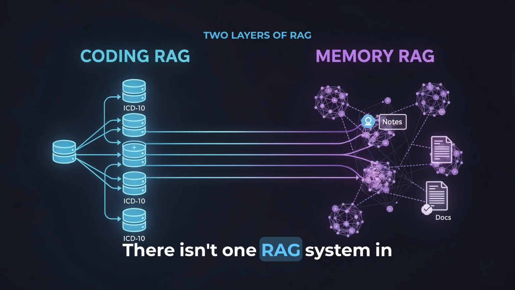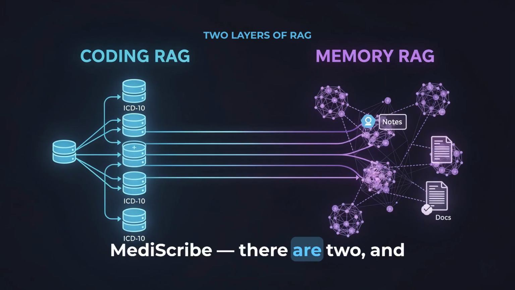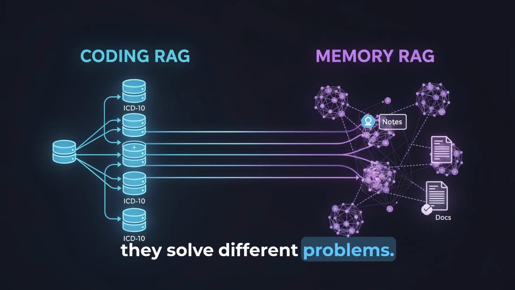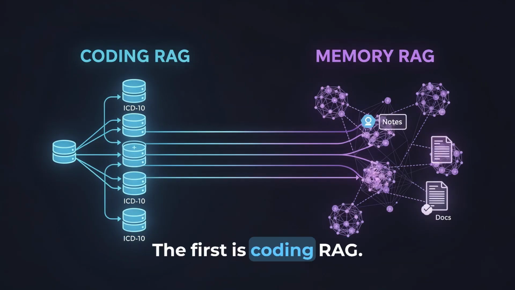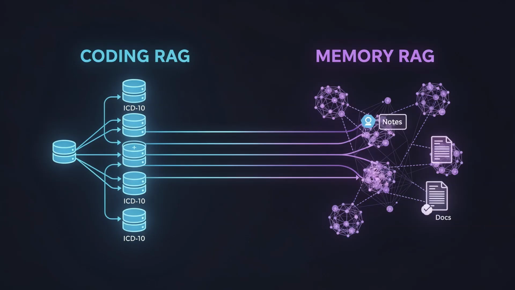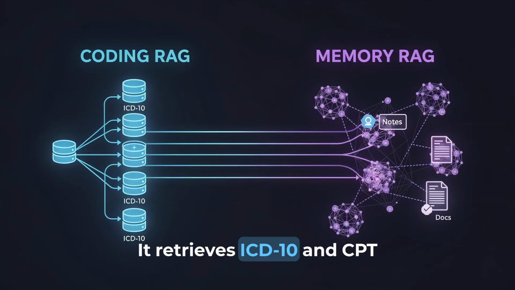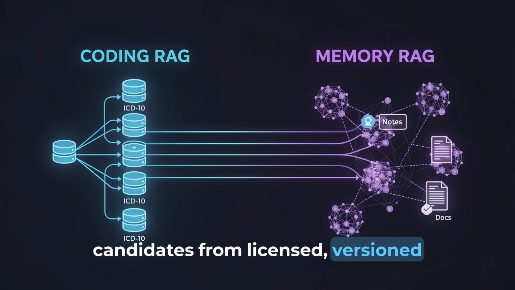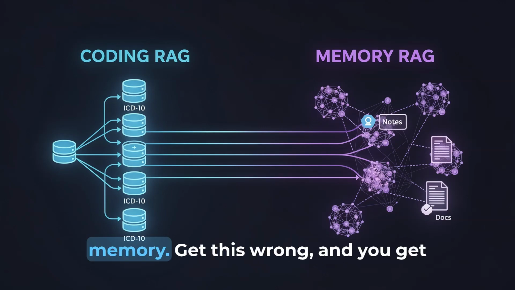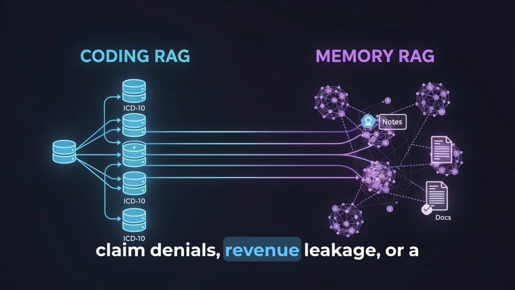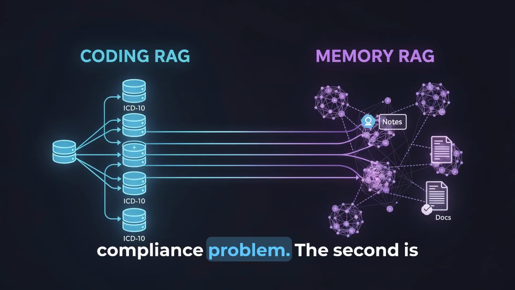There isn't one RAG system in MediScribe. There are two, and they solve different problems. The first is coding RAG. This is the product critical path. It retrieves ICD-10 and CPT candidates from licensed versioned corpora, not from the model's memory. Get this wrong, and you get claim denials, revenue leakage, or a compliance problem.